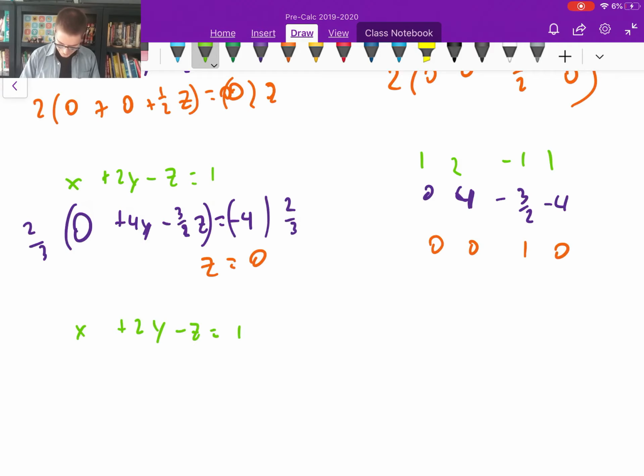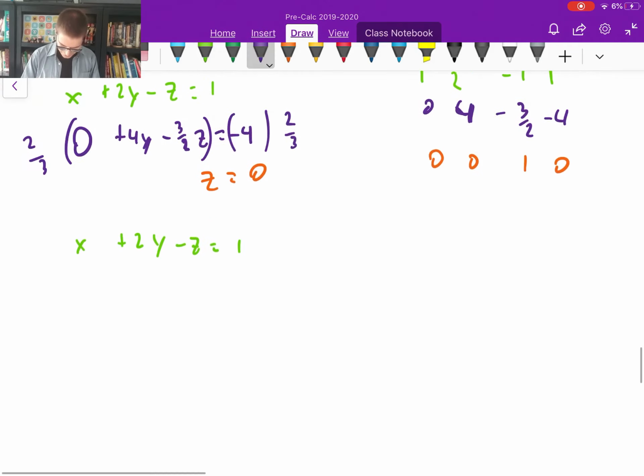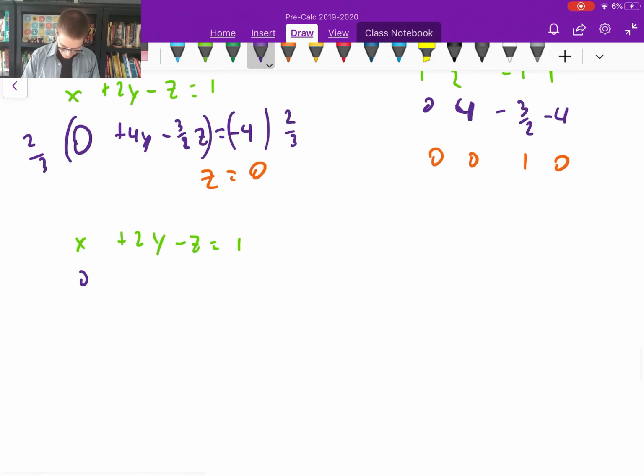Equals 1, and then z, we get 2/3 times all this becomes 0, and then 4/3 plus 4/3 y minus, let's see, 2/3 times negative 3 halves, that's just 1, isn't it? Yeah, that's 1. That's what we wanted. We want minus 1z equals negative 4/3.